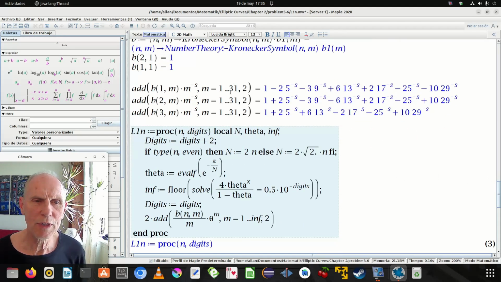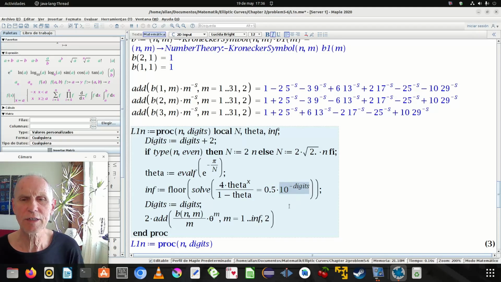So now we can compute the value of the L function at s equals unity. So we enter the product n, defining the elliptic curve, and the number of digits we want in the result. First, what's called square root n mark in the text. Then theta, as I've already defined in the earlier exercises. Then we find out how far up we must sum. And I put the limit to be 1/2, so the residue is less than 1/2 times 10 to the minus digits.